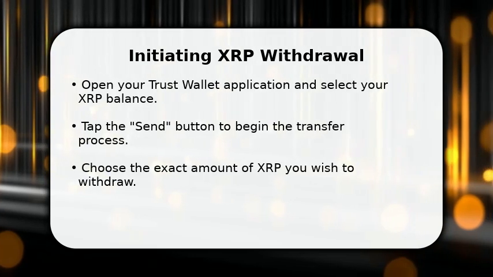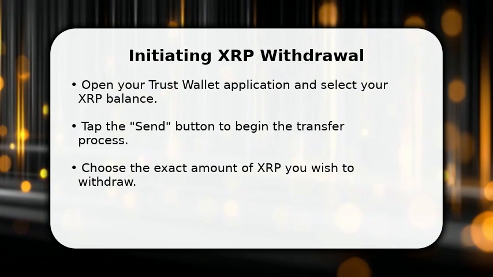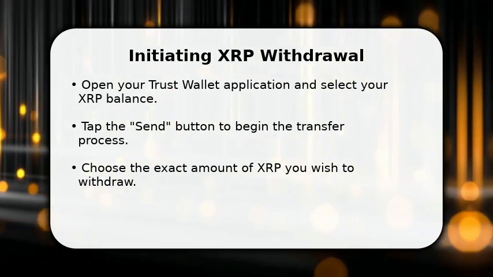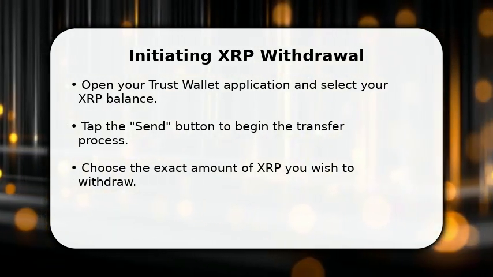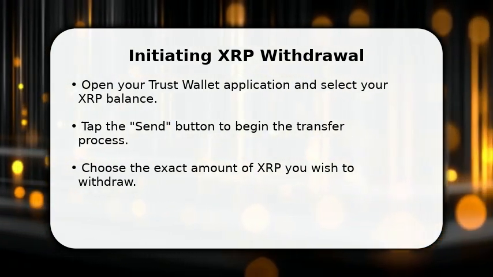Enjoy the video. In this video, I will explain how to withdraw XRP from Trust Wallet step by step. First, open your Trust Wallet application on your device. Navigate to your XRP wallet within the app and tap on it to view your balance.